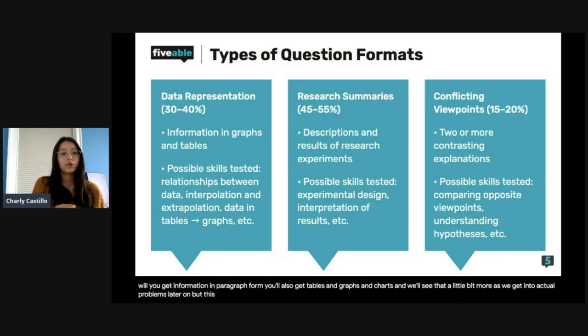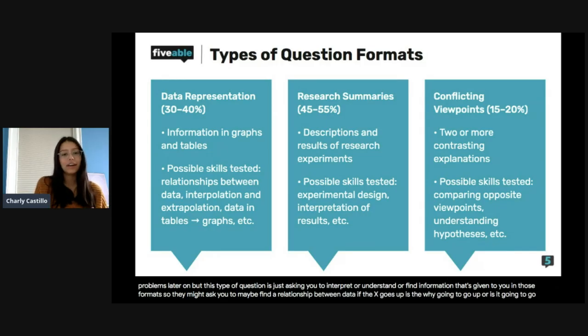But this type of question is just asking you to interpret or understand or find information that's given to you in those formats. So they might ask you to maybe find a relationship between data. If the X goes up, is the Y going to go up or is it going to go down? Interpolation and extrapolation.